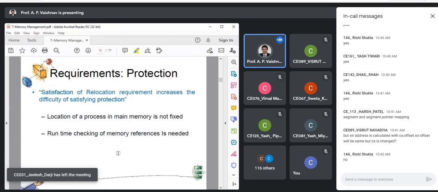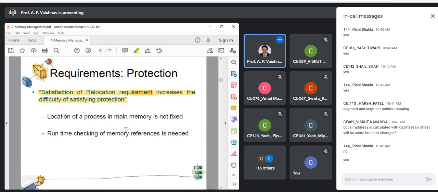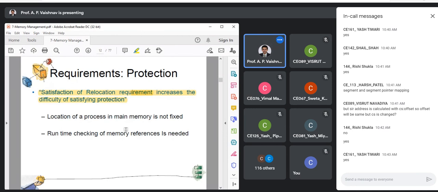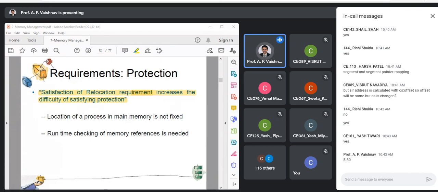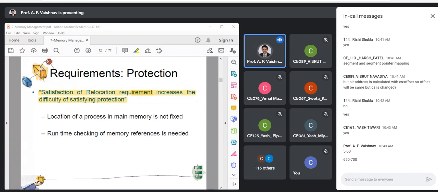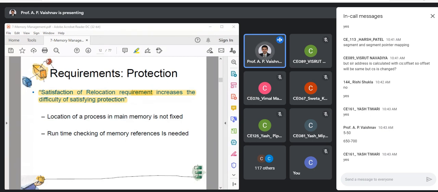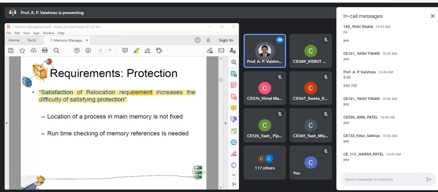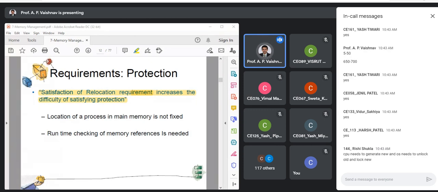Okay, fine. Let us just look at this statement, then I'll stop. Satisfaction of the relocation requirement increases the difficulty of protection. Yes or no? Just answer that. Whenever you are relocating, let us say when the process was first loaded, it was between, as I said, 5 to 50, and you set a lock on that location. When the process is swapped back in, the address is like this: 650 to 700. So do I need to lock this region now, 650 to 700, which was locked earlier? Yes. So as many times as you perform relocation, your locks have to be released and reset. Yes or no? So that is why this statement is true.